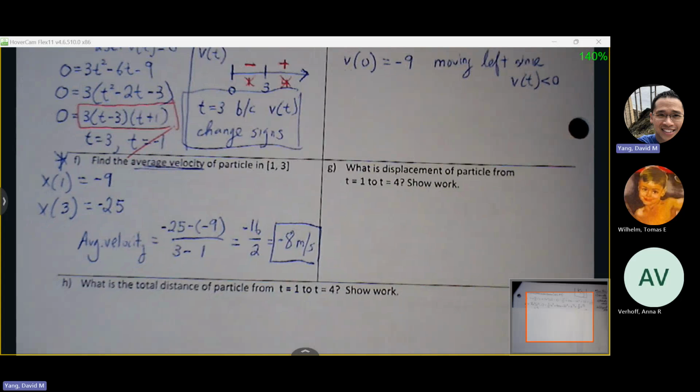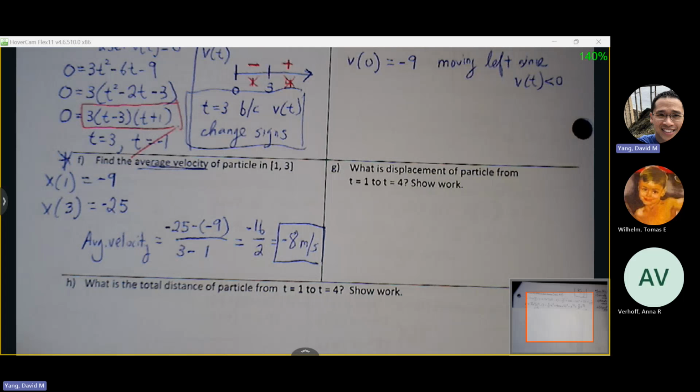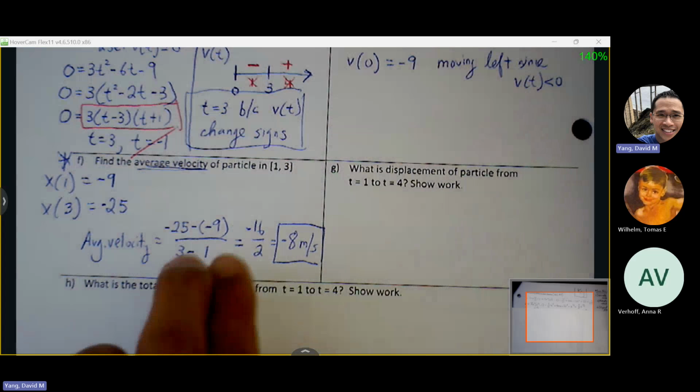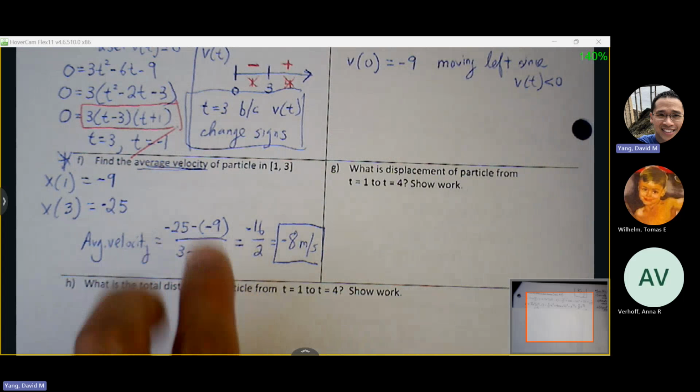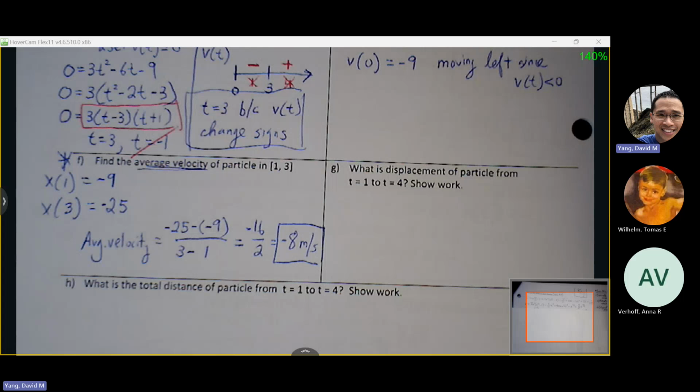Okay, part G, what's displacement from 1 to 4? Displacement, think of the displacement as just the numerator of average velocity. It's just the change in position. Final position minus initial position, and that's it. If you get a negative number, that just means that you end up to the left of where you started. If you get a positive number, that means you end up to the right of where you started.